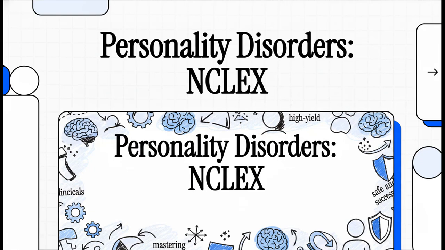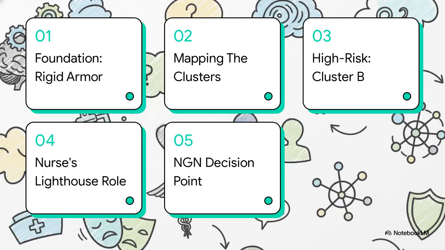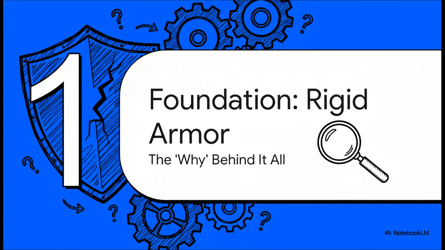All right, welcome to this high-yield explainer on personality disorders. We're going to focus on the essential, safety-critical information you absolutely need to know, both for your clinical practice and for the exam. So here's our game plan. We'll start by building a really strong foundation. Then we'll visually map out the disorder clusters to make them stick. We're going to put a big spotlight on the high-risk group you'll see the most. Clarify your critical role as the nurse, and then we'll put it all to the test with a clinical decision point. Let's dive right in.